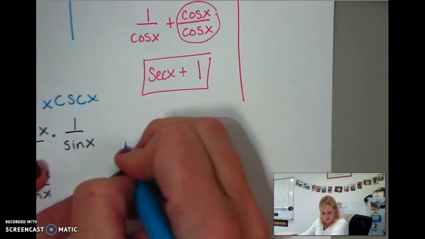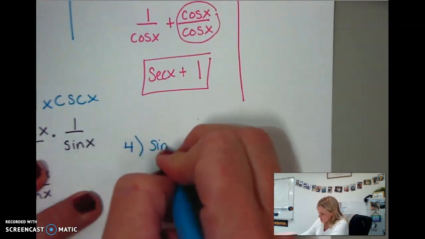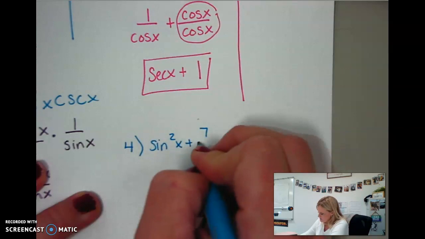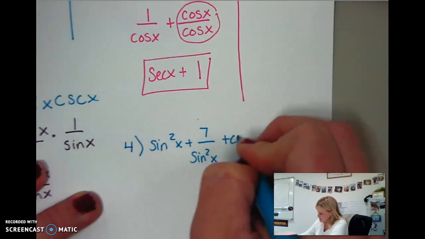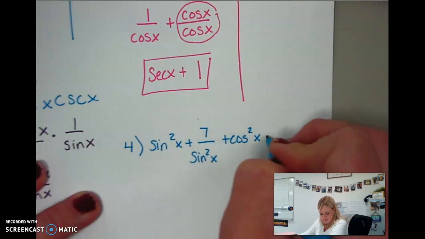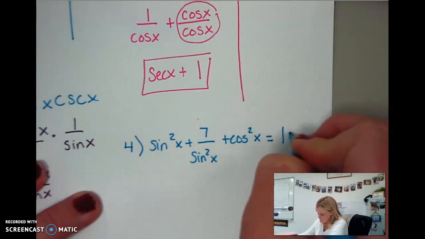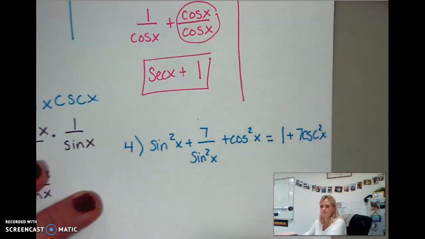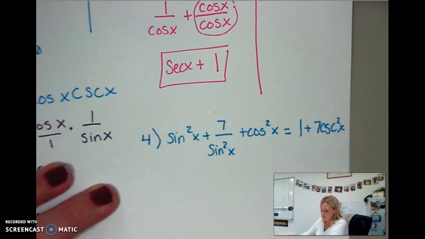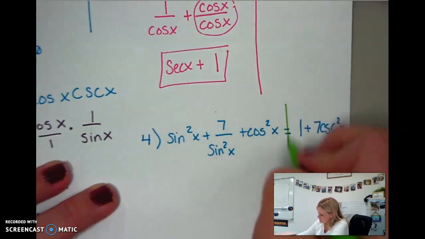All right, let's try another one. Sine squared of x plus 7 over sine squared of x plus cosine squared of x equals 1 plus 7 cosecant squared of x. All right, this looks complicated, doesn't it? Okay? Now, in order to add fractions, I have to have common denominators. I'm going to try to avoid that if possible.